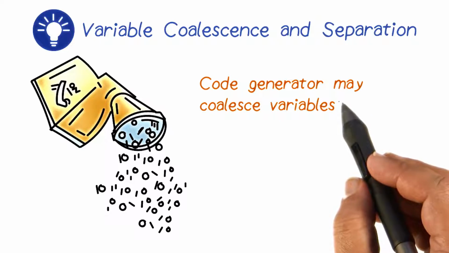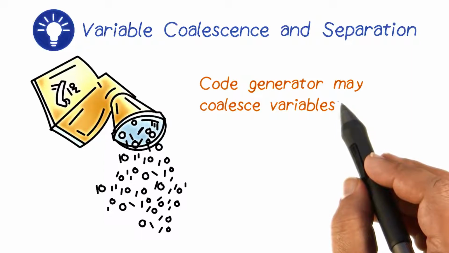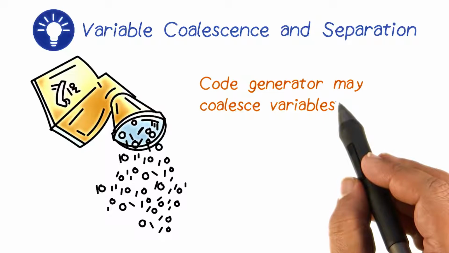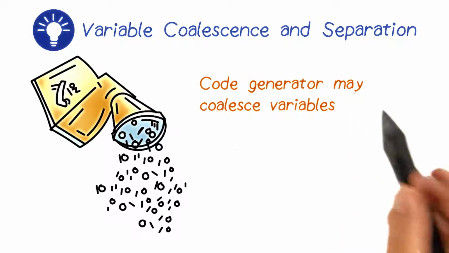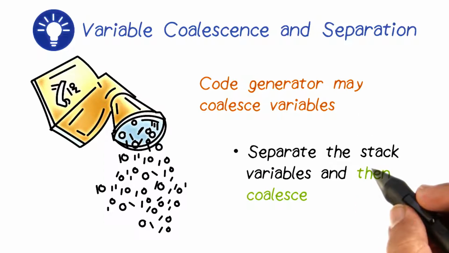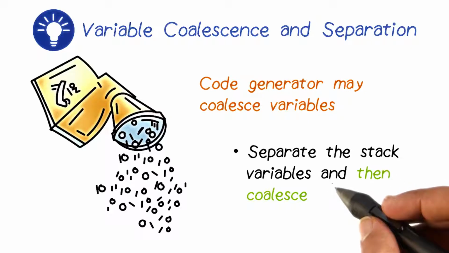By separating the variables into different webs, it allows more freedom for the code generator to decide on the coalescing of a part of one variable with the part of another variable that forms a given live range. So we first separate the variables into stack variables, then carry out their webs, and then perform the coalescing.